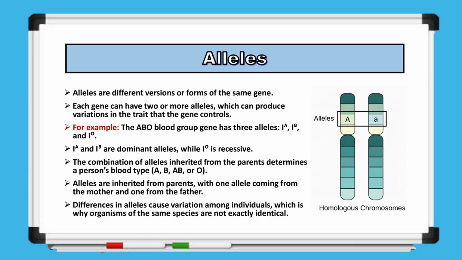AB, or O. Alleles are inherited from both parents, with one allele coming from the mother and one from the father. Differences in alleles are what cause variation among individuals, which is why no two organisms of the same species are exactly alike. These alleles are located on homologous chromosomes, which are pairs of chromosomes that carry the same genes in the same order but may have different alleles.